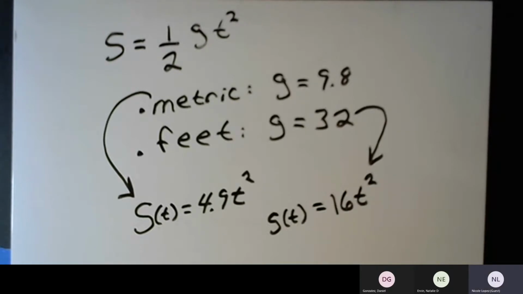Okay, thank you. No problem, but that's where those are coming from. And it depends, again, what system you're using. You're usually using the metric system in a physics class, but sometimes you can use this. So that's the idea of average velocity.